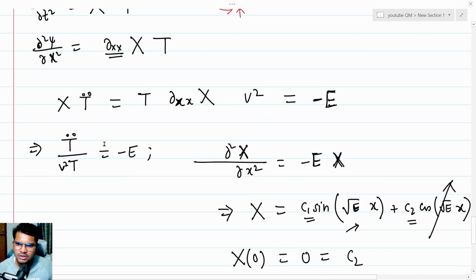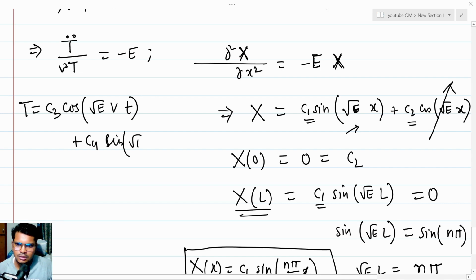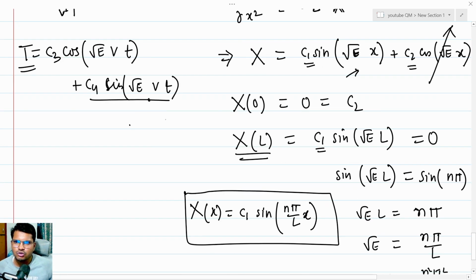On the other hand, here is the function that dictates how the t part will look. And similarly, I can say that there will be something like c2 cos of root e, v, and t, right? Not c2, it has to be c3, and c4 sine root e, v, and t. So I know what the solution of t is.